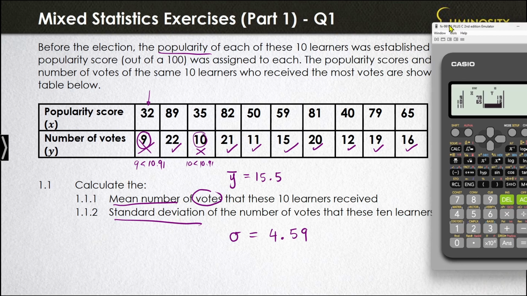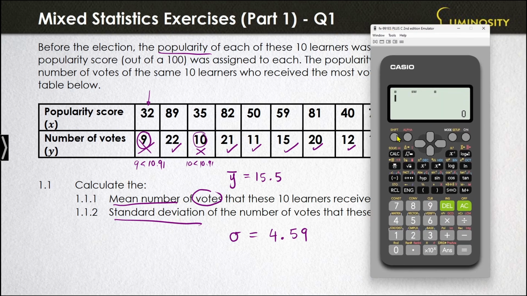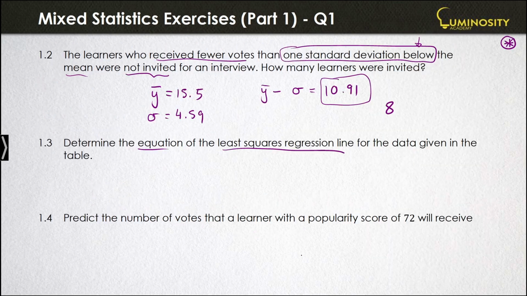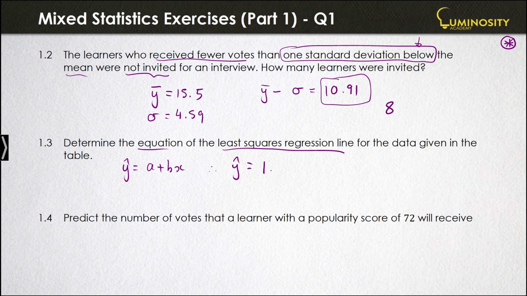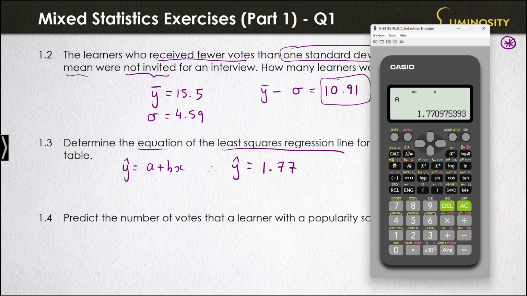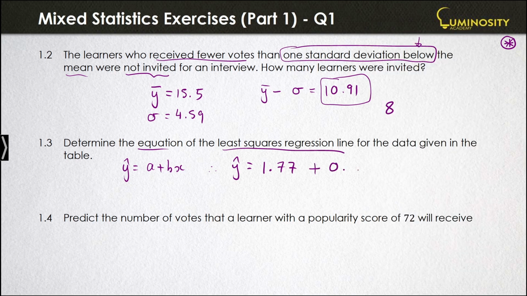Okay, so now that I've got that, I'm going to click AC, and I'm going to go Shift Stats. So y hat is going to be in the form a plus bx, and therefore y hat is going to equal, so what is our a value? So regression a, and I get 1.77 to 2 decimal places, and then my b value, Shift Stats, regression b, 0.22 to 2 decimal places, so plus 0.22x. Okay, so that is the least squares regression line's equation.